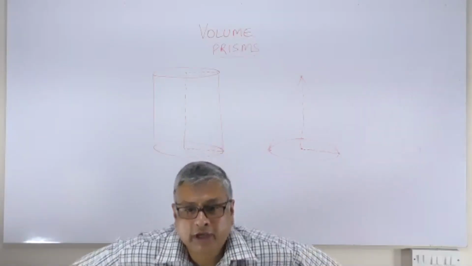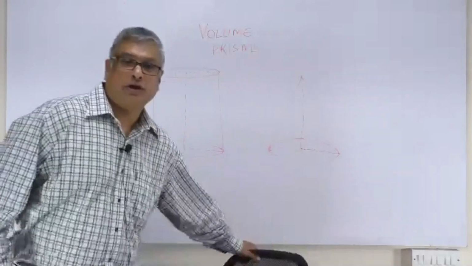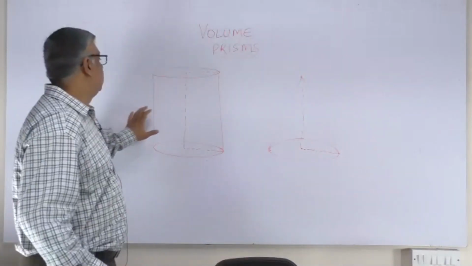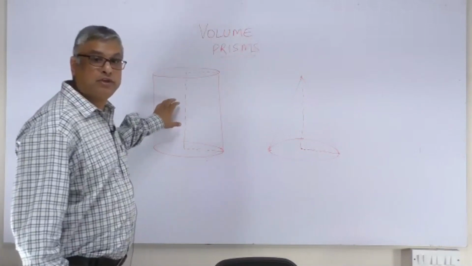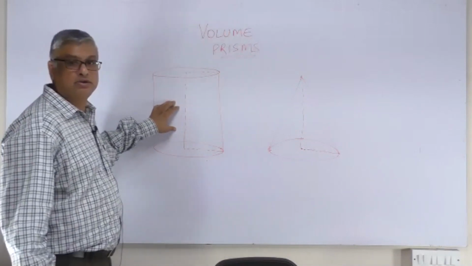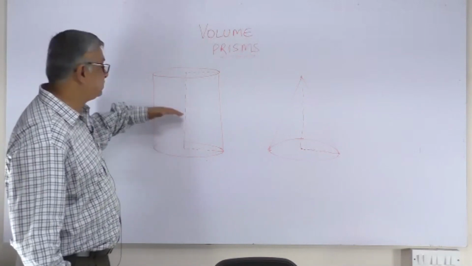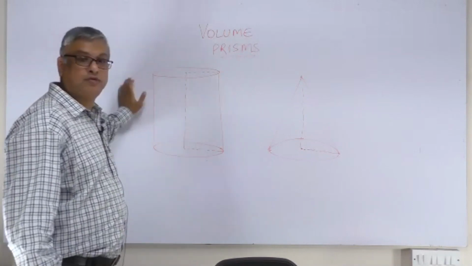Hi, we'll continue with volumes of solids. And here I have a right circular cylinder, which is a prism-like structure because the area of base remains the same, the cross-sectional area remains same throughout the length of the object.